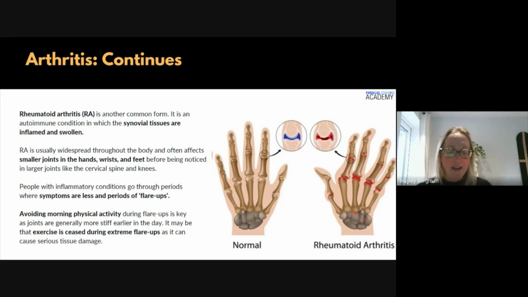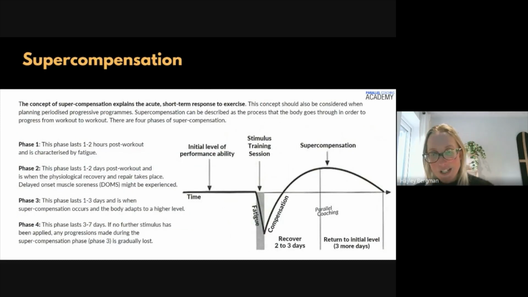So we've considered pain, range of movement, comfort, and weight bearing, and reducing the amount of weight bearing that's needed. Next thing is to really consider flare-ups and recovery rate. Now, in order to understand this fully, I want to share with you the supercompensation model.